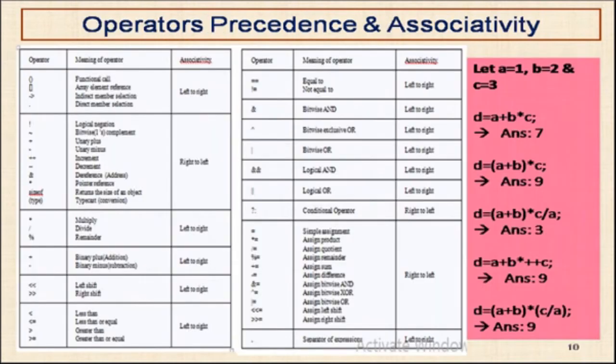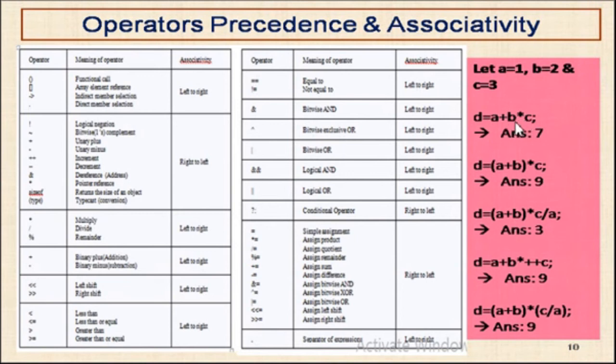Then the hierarchy of operators, that is, operator precedence and its associativity. When an expression is being evaluated, the hierarchy or precedence in which the operators are taken into account is given here in this order, and this is the associativity. To understand this, let us see some examples. A is equal to 1, B is equal to 2, and C is equal to 3. D is equal to A plus B into C.